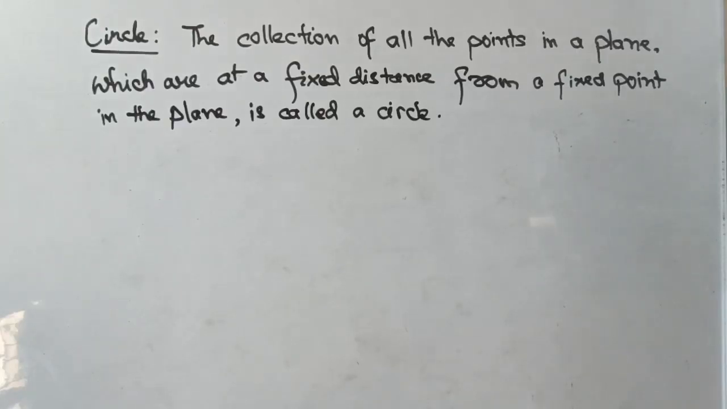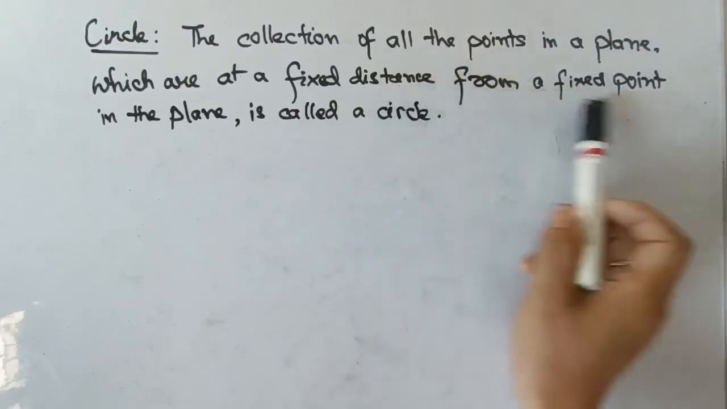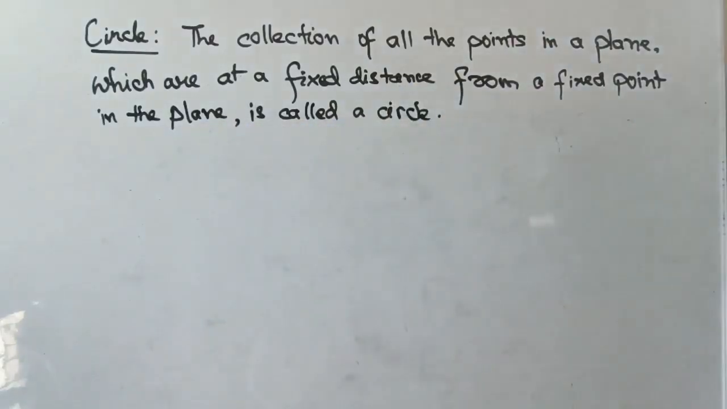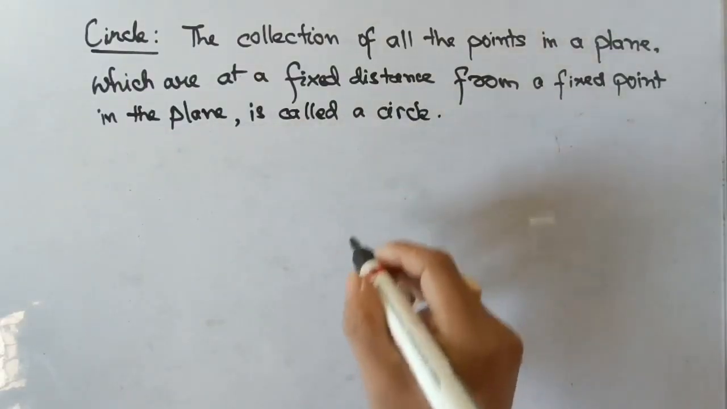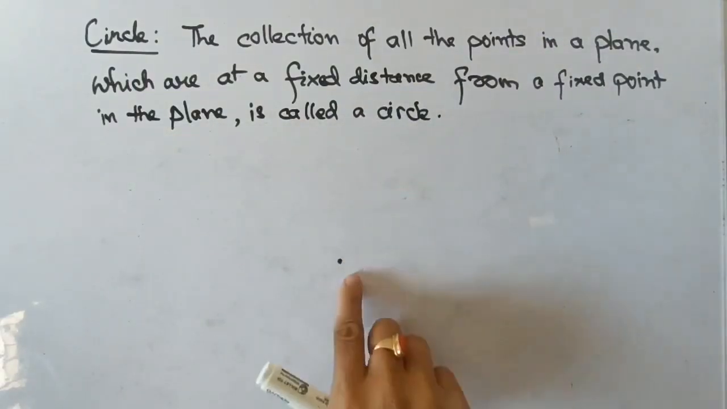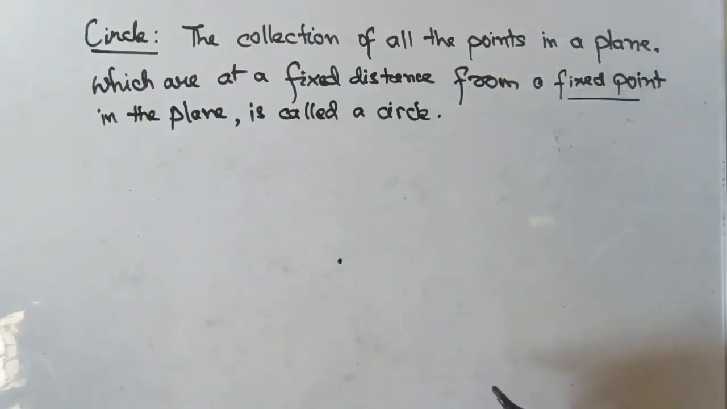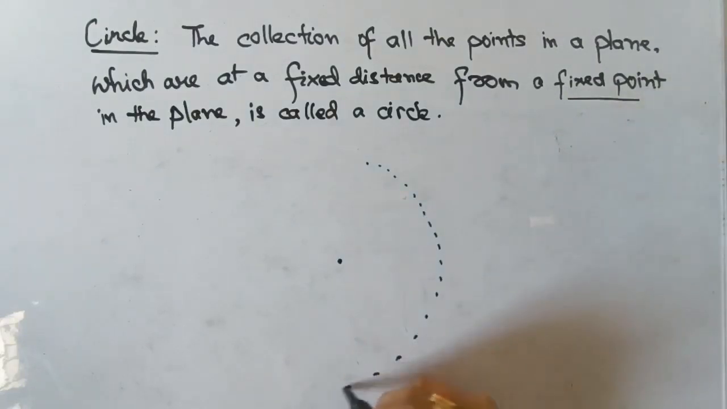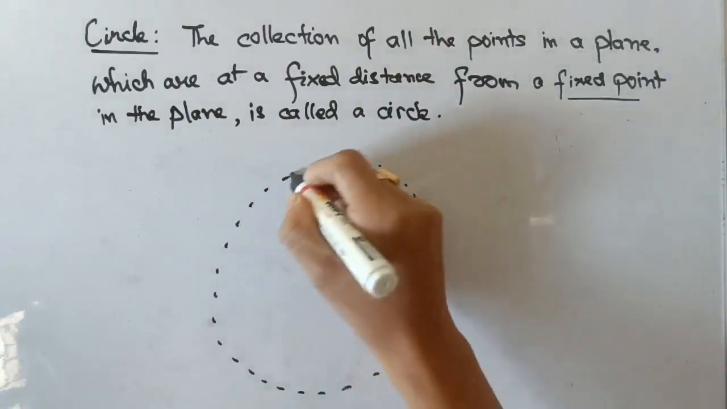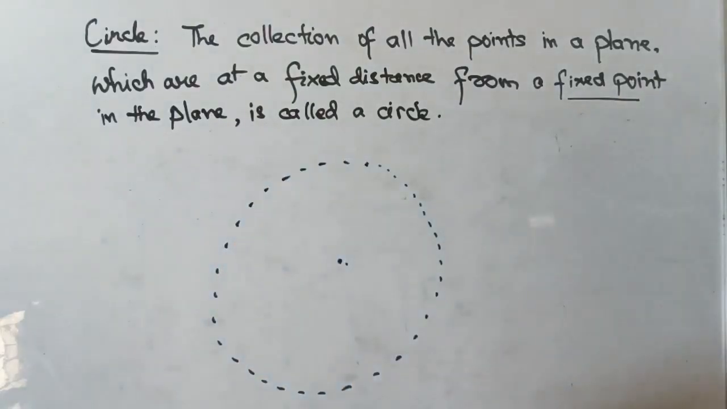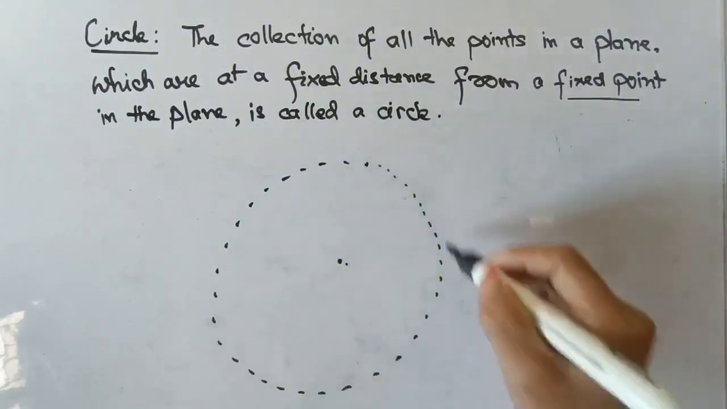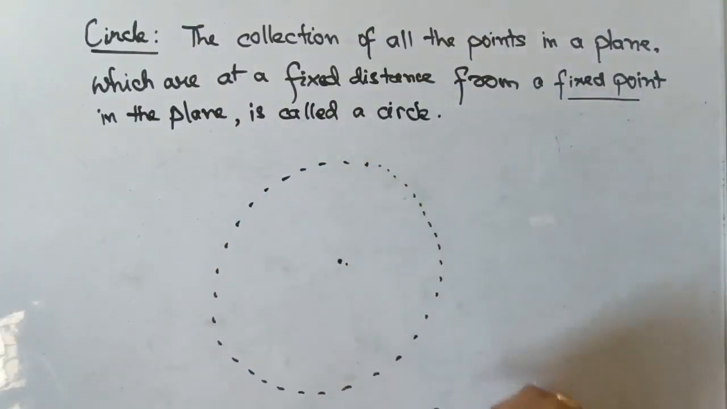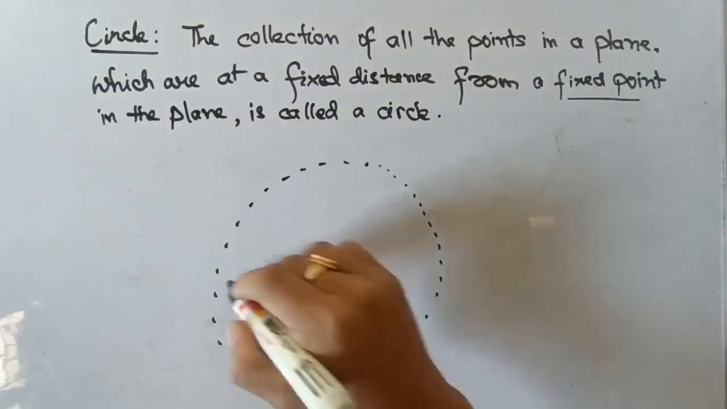The definition of the circle says the collection of all the points in a plane which are at a fixed distance from a fixed point in the plane is called a circle. According to the definition, if I take this as the fixed point, and these are the collection of all the points which are at a fixed distance from that fixed point, then this collection of all these points is called a circle.